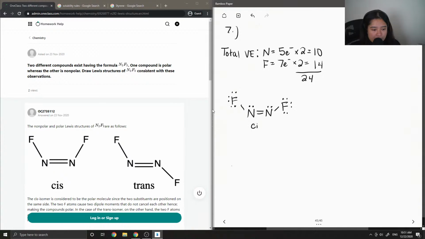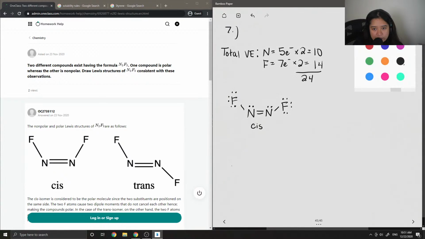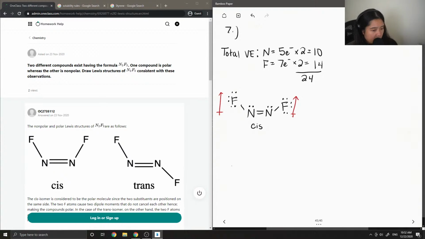And you'll notice that I wrote this structure in the cis configuration, meaning that the fluorines are on the same side of the double bond. So if we remember that fluorine is way more electronegative, there's going to be a non-zero dipole moment going in the direction of the fluorines. So therefore, this compound is polar, since the dipole moments don't cancel each other out. If anything, they're more amplified.